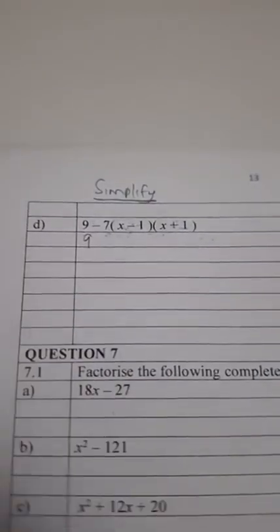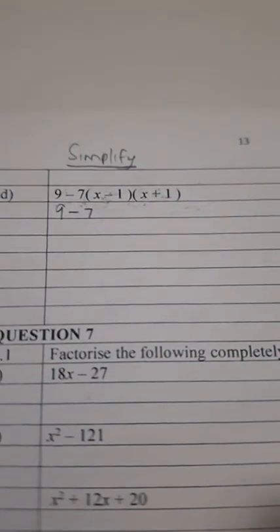Okay, so I am going to write down the 9 because it's not going anywhere. It has to wait its turn. Then I write down the -7. It is not going anywhere. It has to await its turn. Then I'm going to put priority on the x minus 1, this bracket and this bracket together. So I'm going to play with the multiplication and I'm going to apply the distributive law.